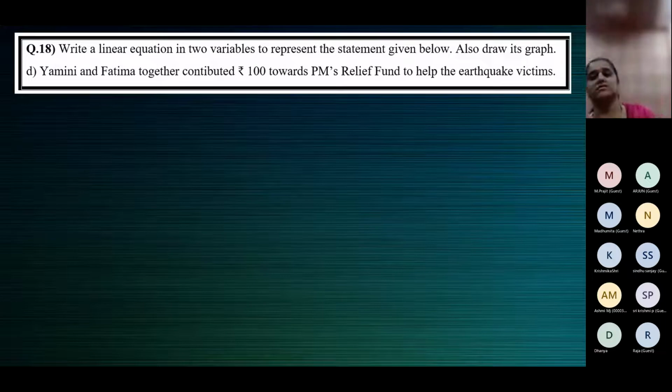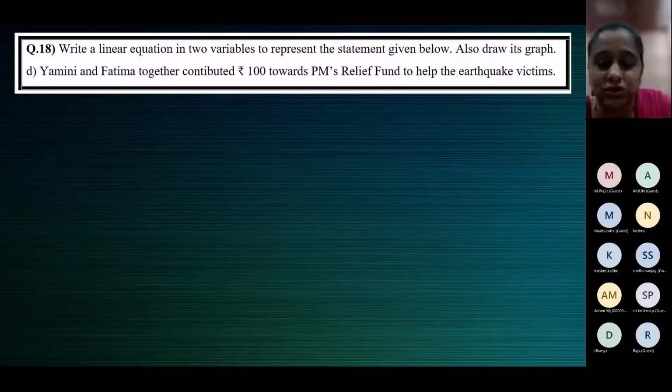I think we finished this in the last class. Yes, let's continue with constructing equations for the information given.